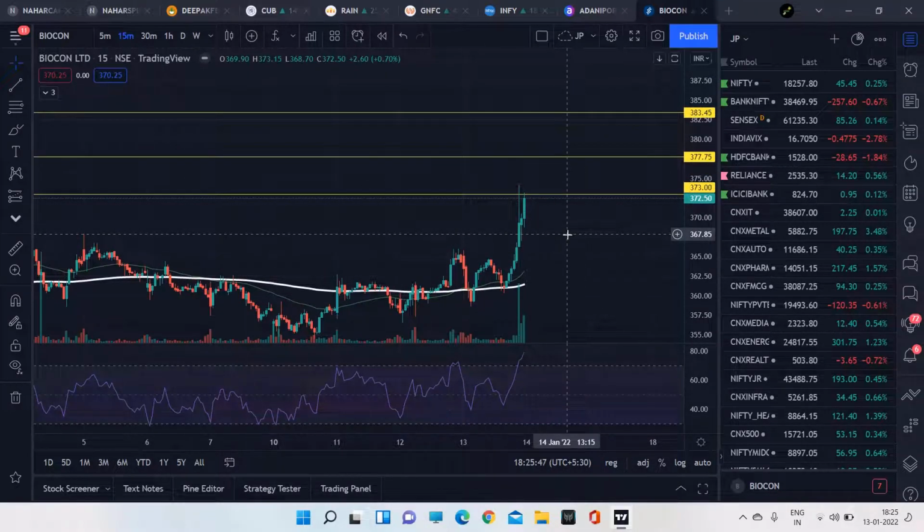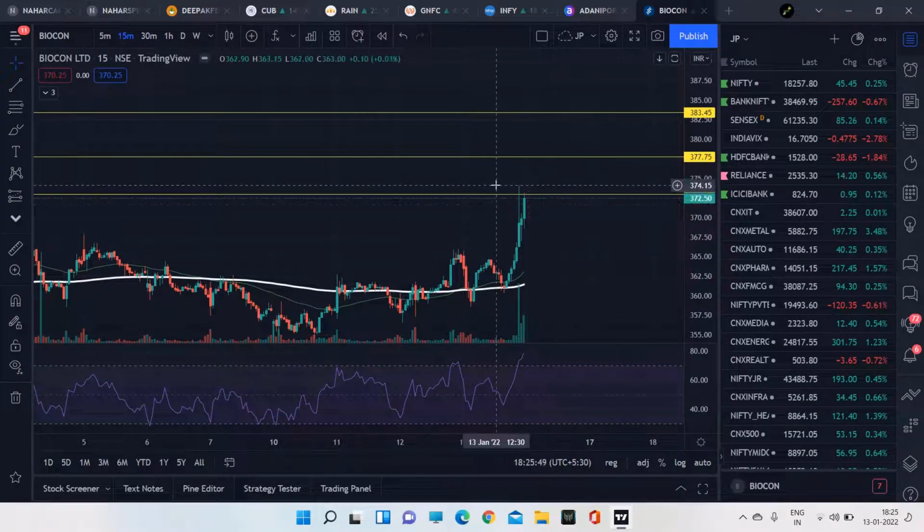Okay, so 373 after breaching of this, sorry, after breaching of this day before yesterday's high, 374.20, you can enter the trade, and 377.75 being your first, and 383.45 being your second target.